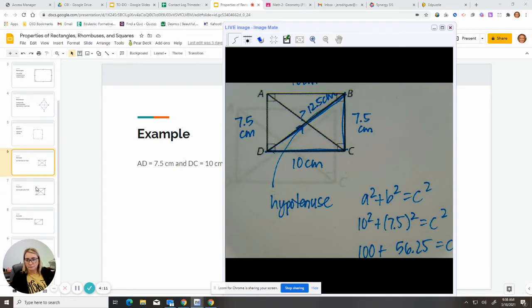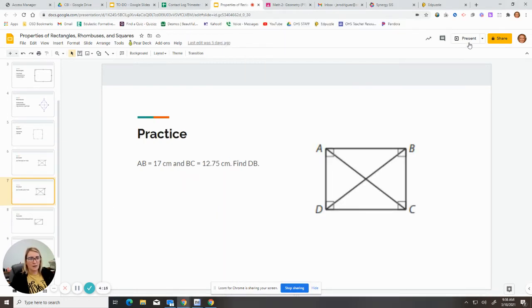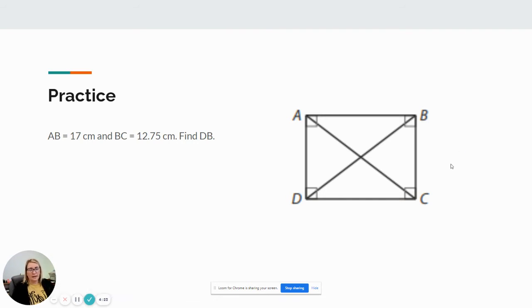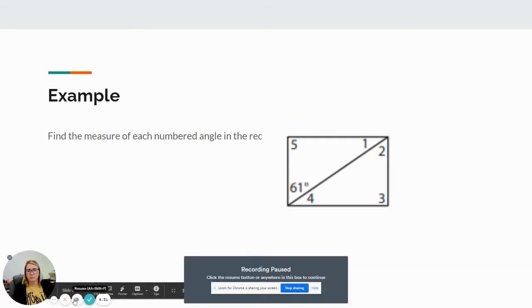Okay, so I'm going to have you guys try the same thing. So let me make this a little bit bigger. You're going to use that exact same rule to be able to figure this out. So label the sides you need, and then use the Pythagorean theorem to find our hypotenuse, or our diagonal.